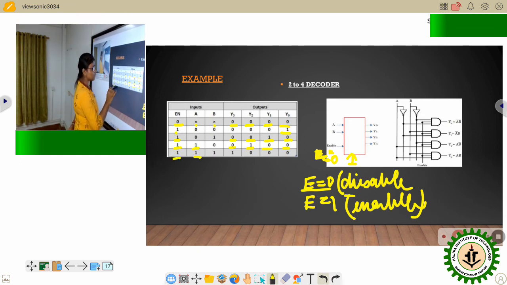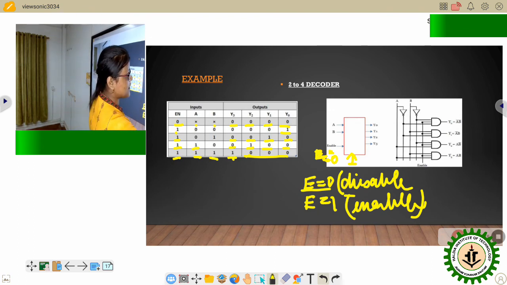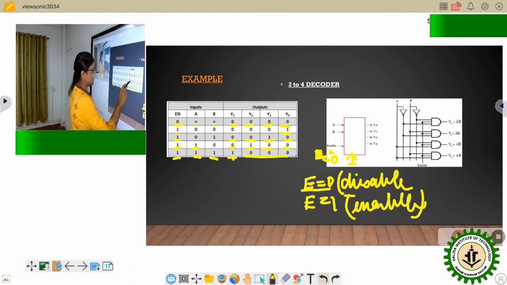Here is the circuit diagram. We are getting this as A dash B dash. Next we are getting A dash B. Next we are getting A B dash and A B, in case of enable.